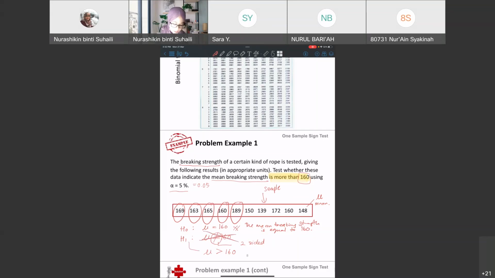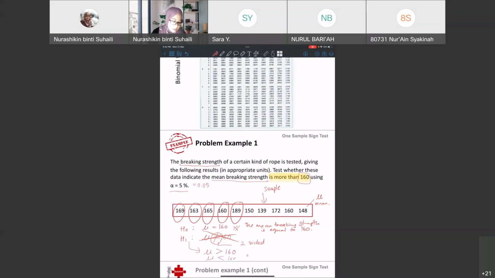This one is actually the alternative hypothesis. Faham tak? If it is not mentioned, and let's say I change the words in the question to indicate the mean breaking strength is not equal to 160, then I can use the not equal sign. But if it's mentioned more than 160, then I use that accordingly. If the question says less than 160, then I change it to less than.